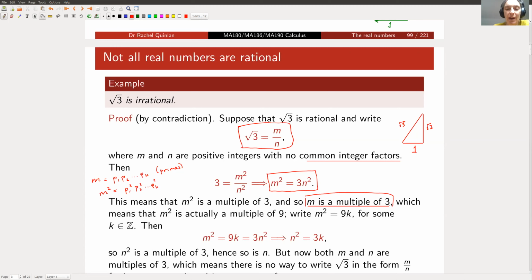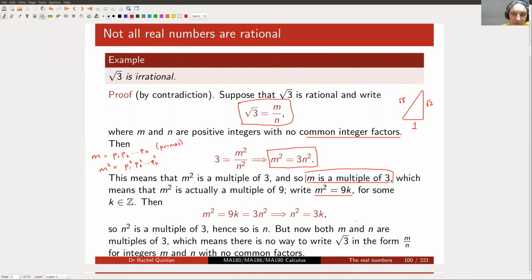Okay, which means that m squared must be a multiple of 9. And again, if you're in doubt about that, think about examples. So think about numbers that are multiples of 3, like 15. 15 is 3 times 5. 15 squared is 3 squared times 5 squared. It's got a 9 in it, not just a 3. Okay, because it has to have 3 twice if it has 3 once, because it's a square. So m squared then must actually be a multiple of 9, which means that m squared is 9 times some integer k. This might look like it's going around in circles, but it is going to come to a conclusion.